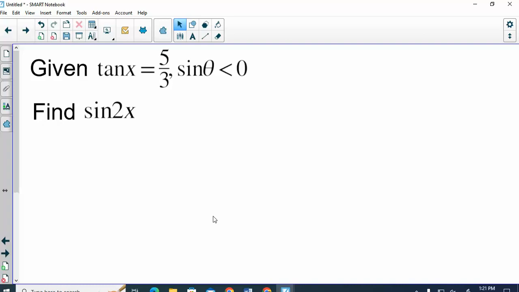I gave you this. Given that tangent x is equal to 5/3 and sine theta is less than 0, I want to find sine of 2x. When I look at this and I see the 2x, what does that tell me?